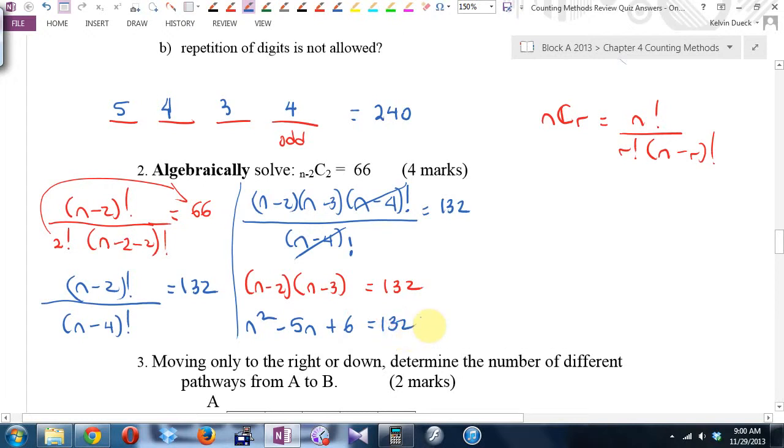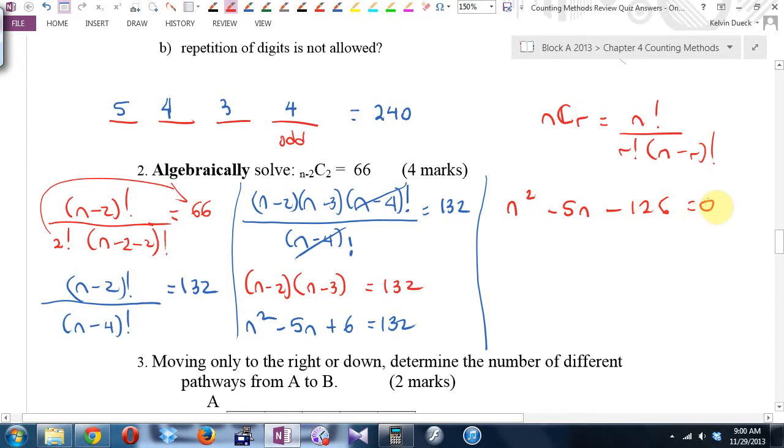I FOILed, and I've done it enough times that I did it in my head. You may need to show steps and gather like terms, and that's perfectly fine, but I'm running out of room. What kind of equation is this? It's a quadratic. You know how I know? It's got a squared. How do I solve a quadratic? Got to make it equal to 0. So I'm going to subtract 132 from both sides. When I do that, I get n squared minus 5n minus 126, because 6 take away 132 is negative 126.